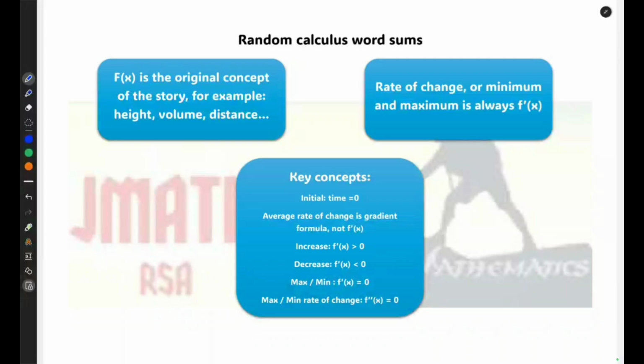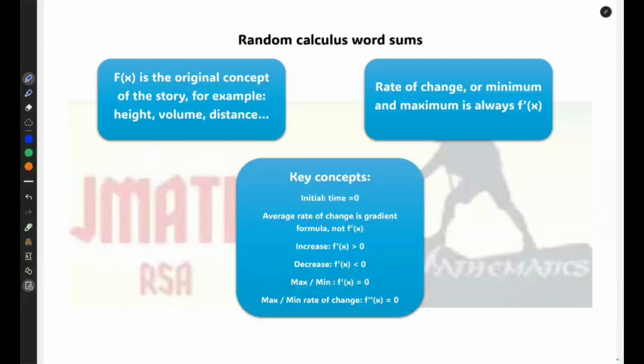Something else you need to know are these key concepts I put in this block below. This isn't all of them, but it's some to start you off. Whenever they talk about something initial and it's a sum with time, then time would be 0. The average rate of change is the gradient formula, so (y2 minus y1) over (x2 minus x1). If they ask you for the rate of change at a specific time, then it is the derivative. That's the catch in these sums. Please make sure you know average is always connected to a formula. The rate of change at a specific point is something I sub into the derivative.